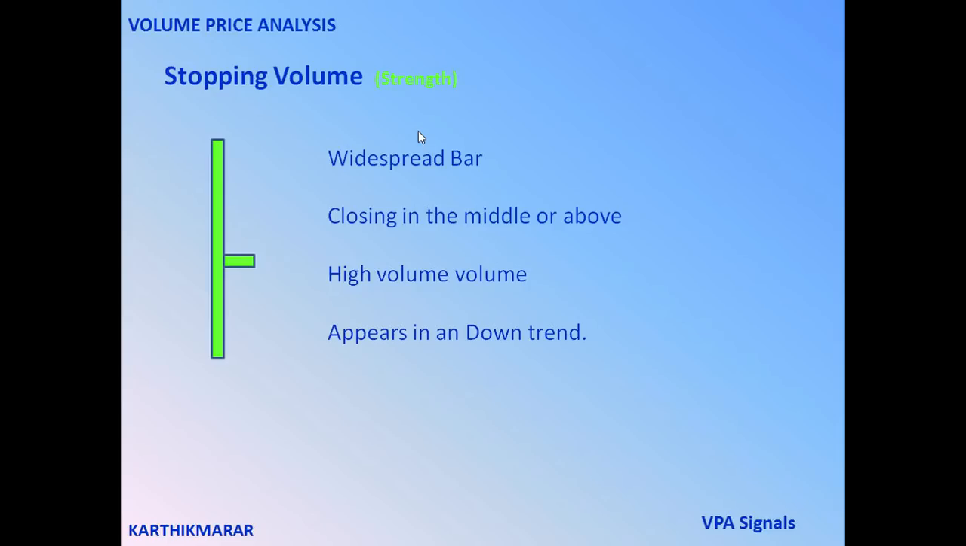And these kinds of narrow spread bars with high volume are normally seen near resistance lines, because this is where the supply is ready to come in, and the smart money or the demand is pushing it. So when the supply swamps, the volume is high, but the stock is not able to make much headway. That is where the spread is narrow.